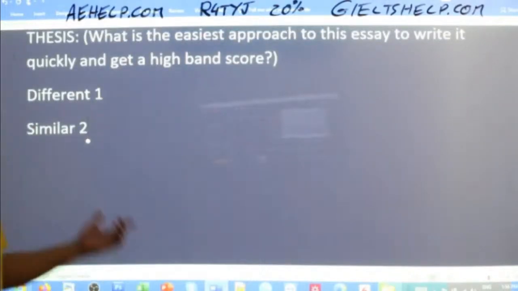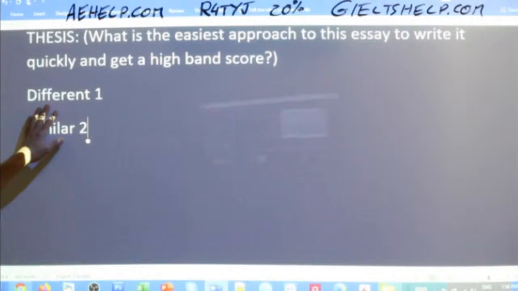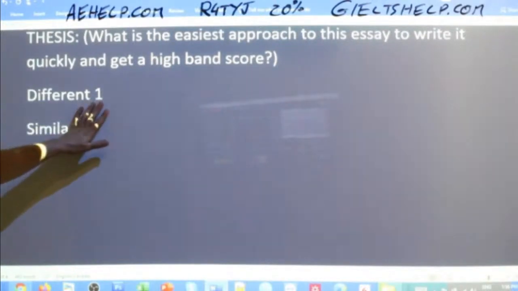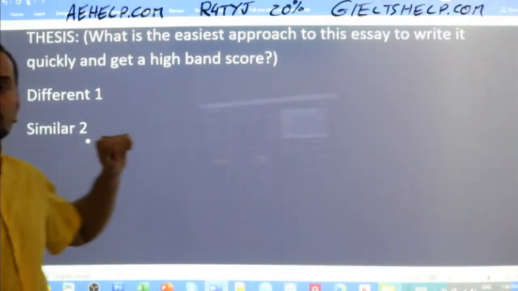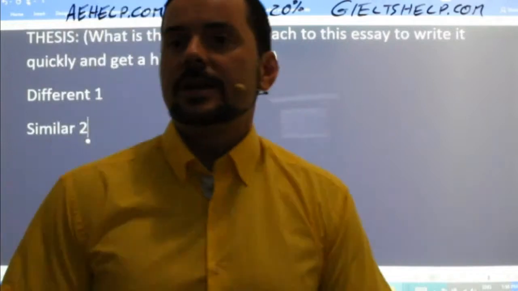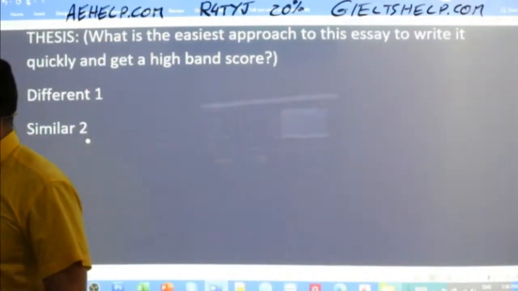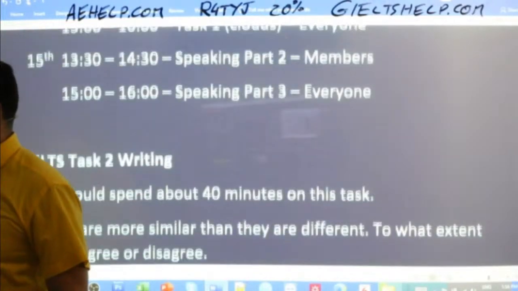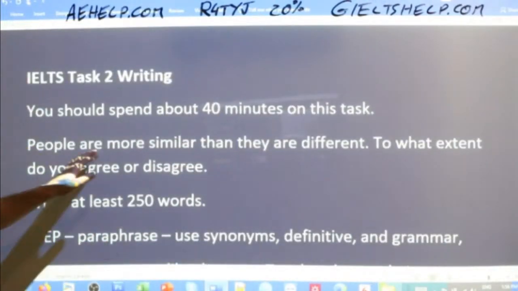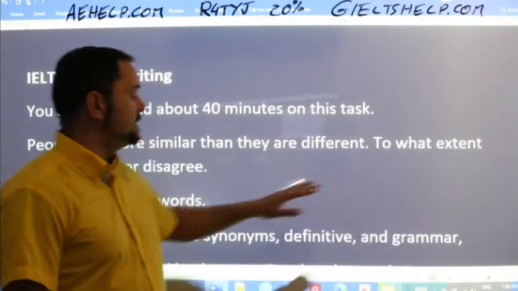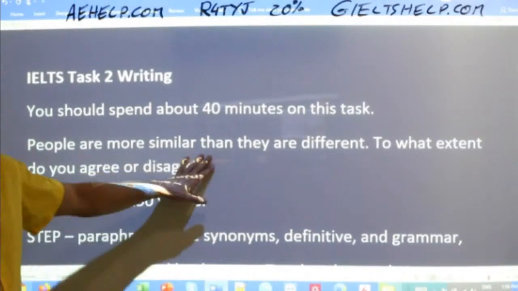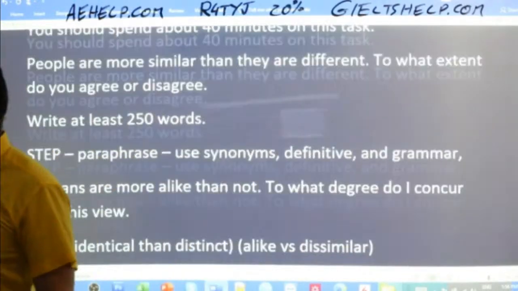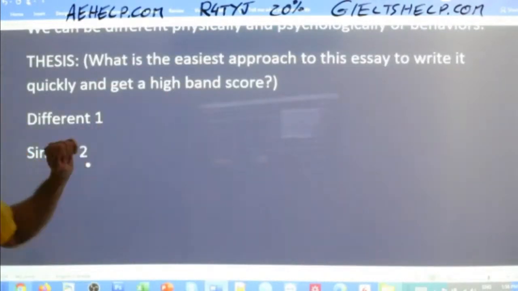Okay, so let's take a vote for all of our members who are in this class. So if you think that choosing different is an easier essay, write one. If you think that choosing that we are similar, then choose two. Okay, now remember the original question, students. Before you write your thesis, remember, people are more similar than they are different. To what extent do you agree or disagree? So if you say more similar, then you're choosing two. If you're saying more different, then you're choosing one.